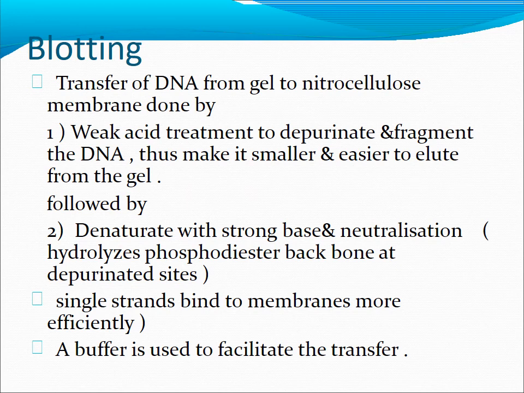Now, blotting. Transfer of DNA from the gel to the nitrocellulose membrane is done by a weak acid treatment to depurinate and fragment the DNA, thus making it smaller and easier to elute from the gel, followed by denaturation with a strong base and neutralization, which hydrolyzes the phosphodiester backbone at the depurinated sites.